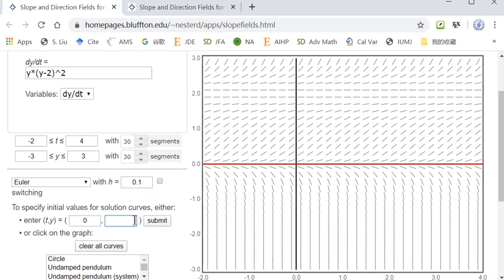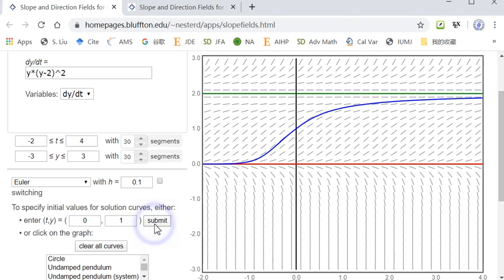This is the first constant solution of our equation, y equal to 0. Similarly, if we take y equal to 2, we will get another equilibrium solution of our equation. This green curve is the curve corresponding to y equal to 2. So these are two integral curves of our equation with the corresponding initial values. And how about y equal to 1 at 0? Okay, submit. This blue curve is the curve with initial value at 0, y equal to 1. And in this manner, we can have many solutions, many integral curves.